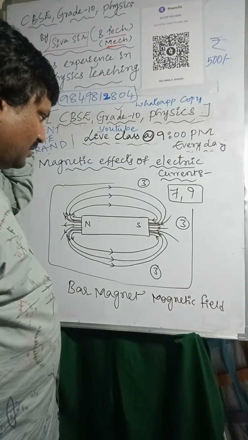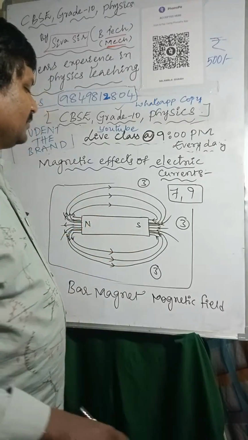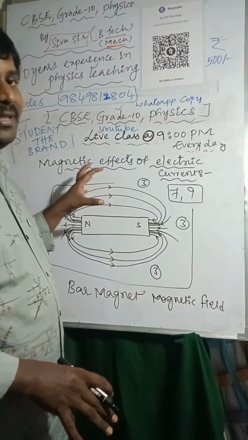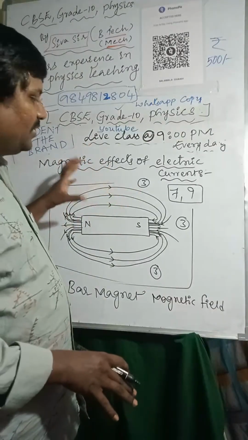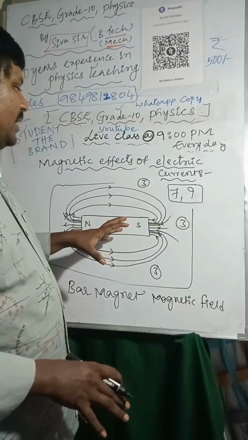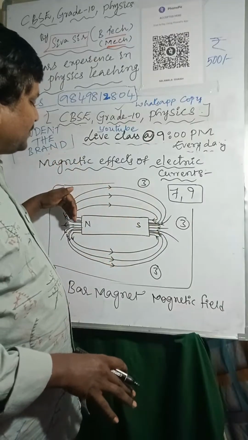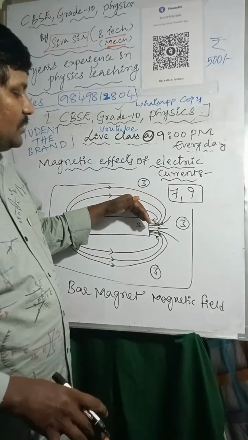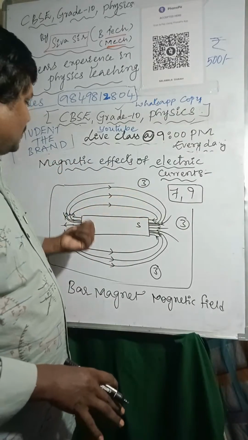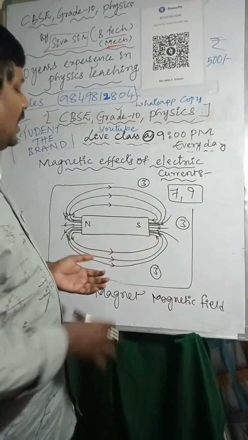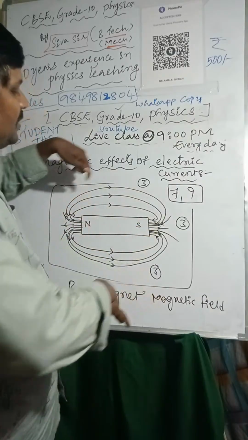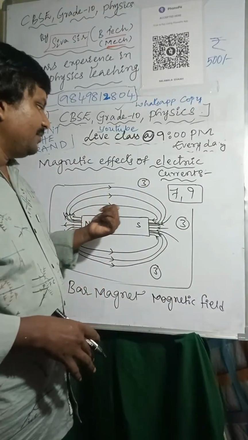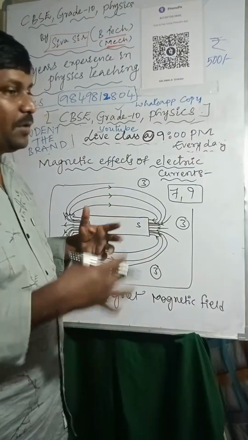And you can explain the diagram also. The magnetic field around the magnet will be in the form of field lines. The magnetic field starts from the north and reaches the south. Our magnetic field leaves the north pole and reaches the south pole. And the field will be in the form of field lines.